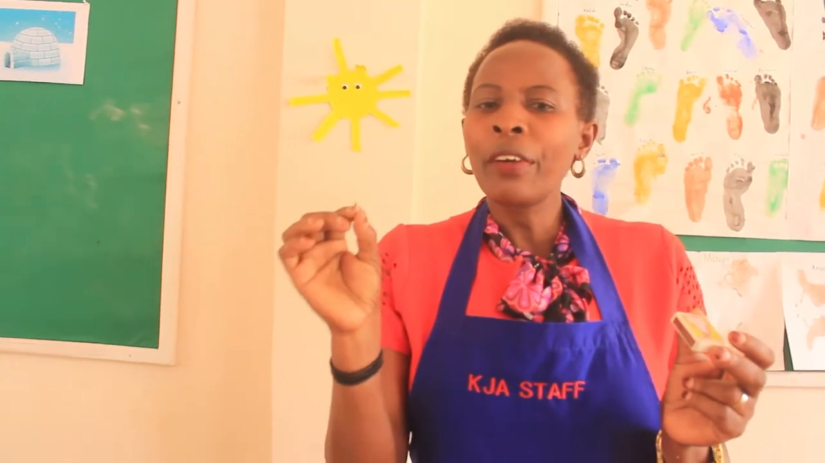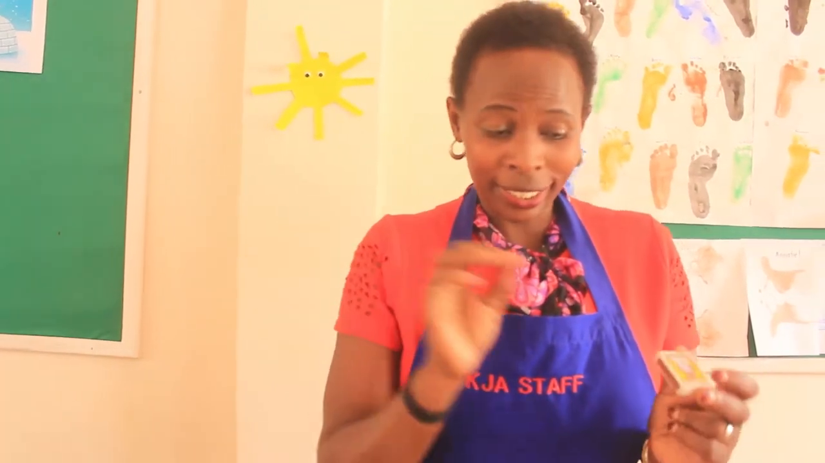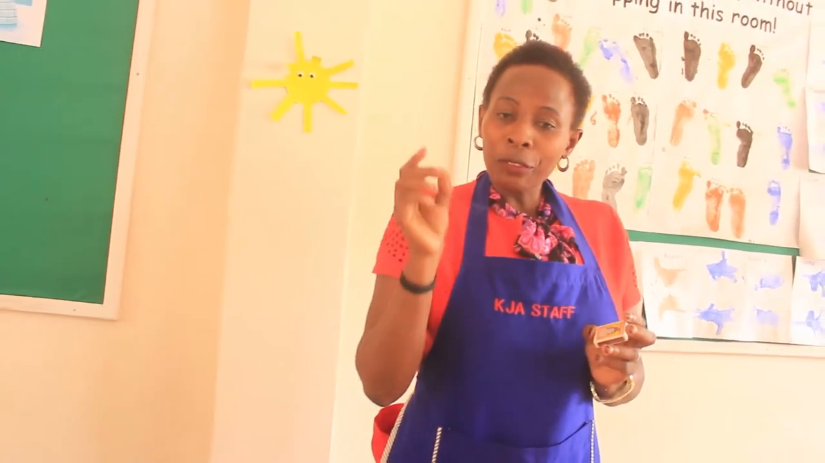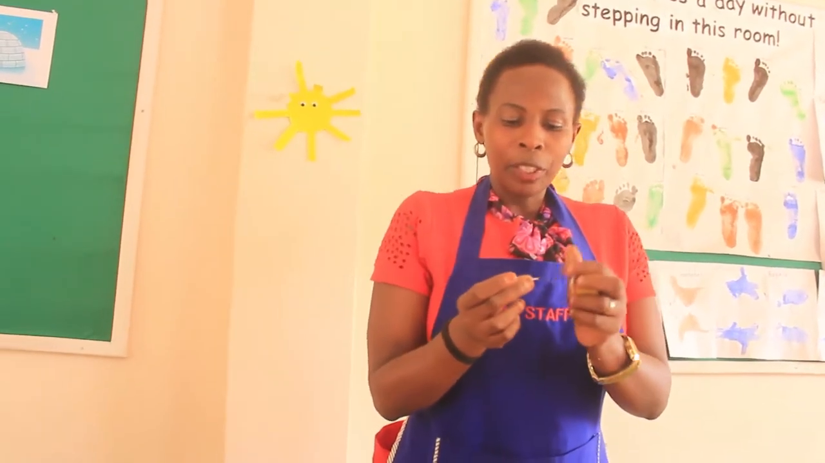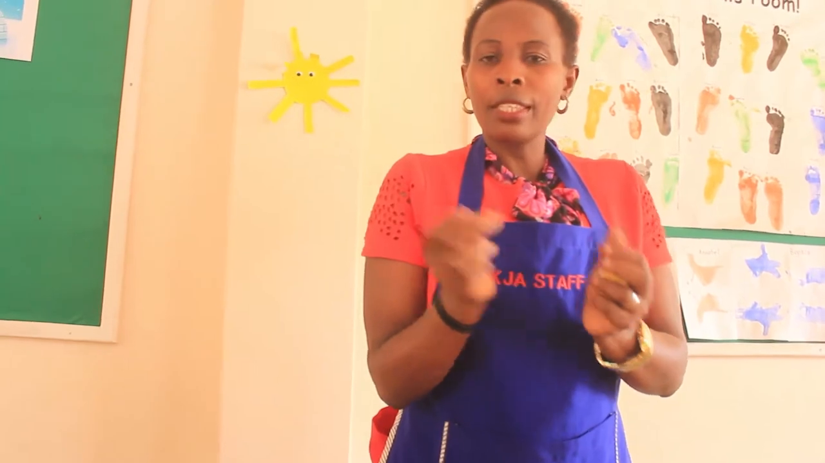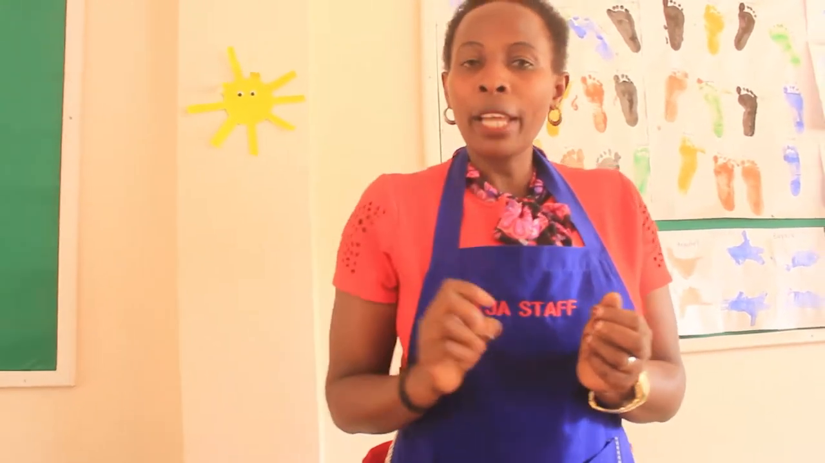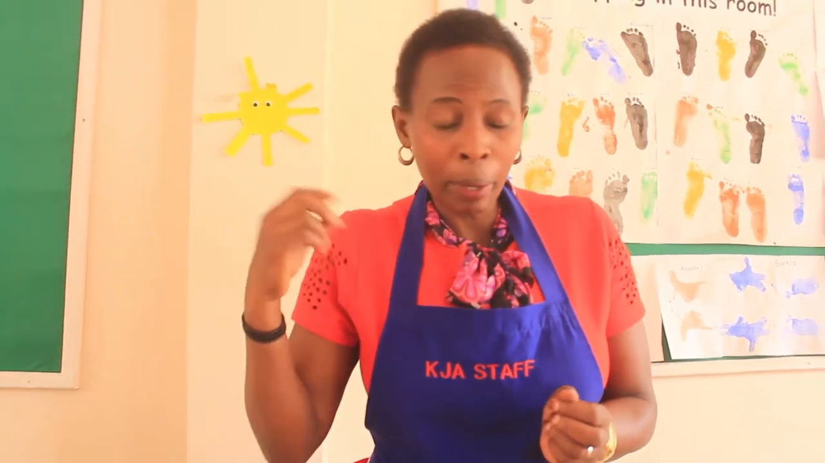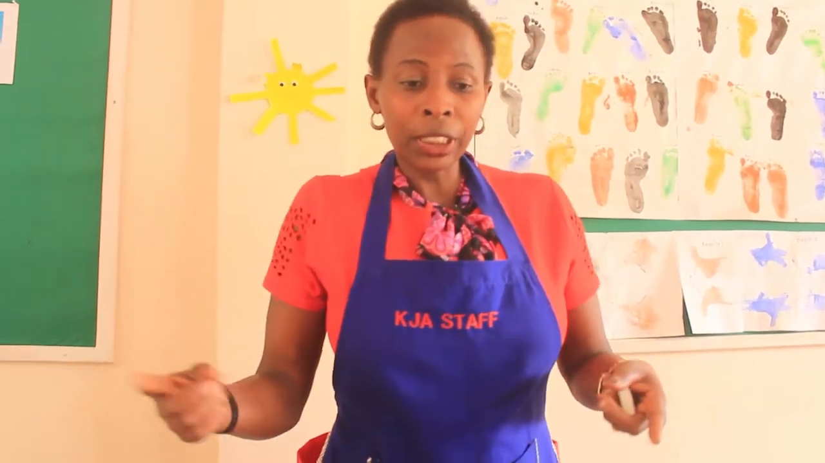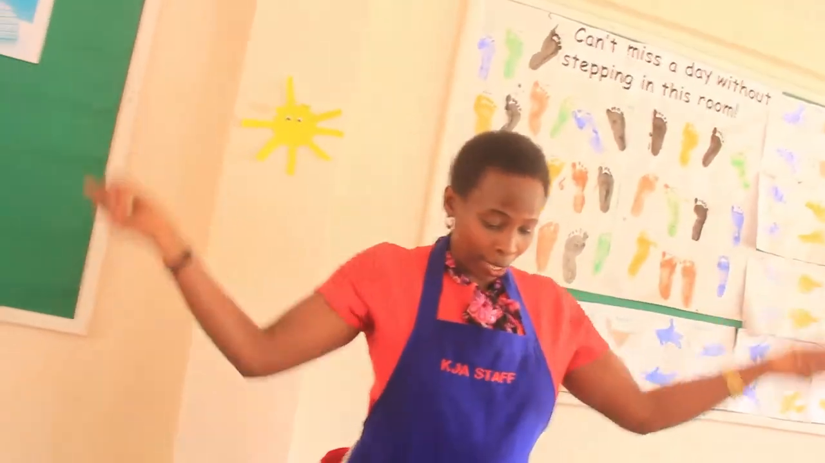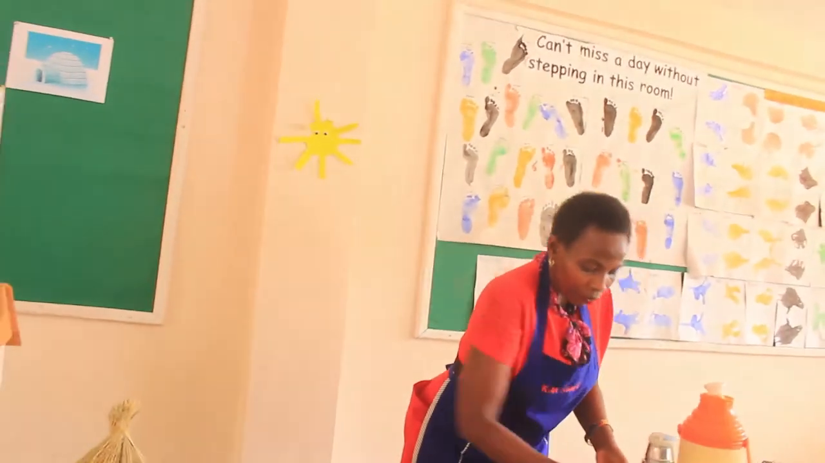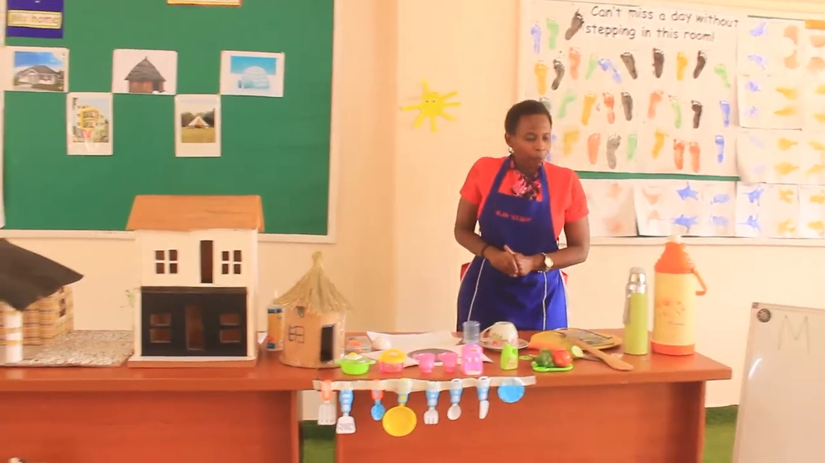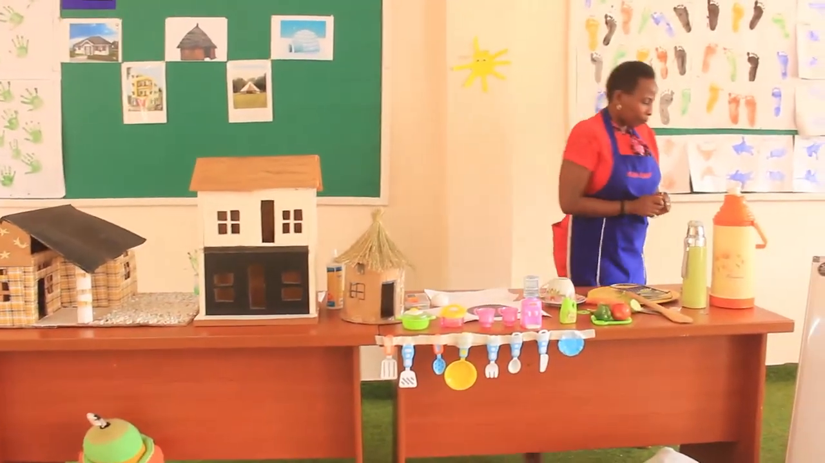But you need to be very careful with this matchbox in the kitchen, because if you do not stop this thing from burning, it can burn your house if you just throw it anyhow. It can fall on a piece of paper, and then the wind blows it, catches fire, and burns the whole house. So that is our kitchen. I'm going to the next room.